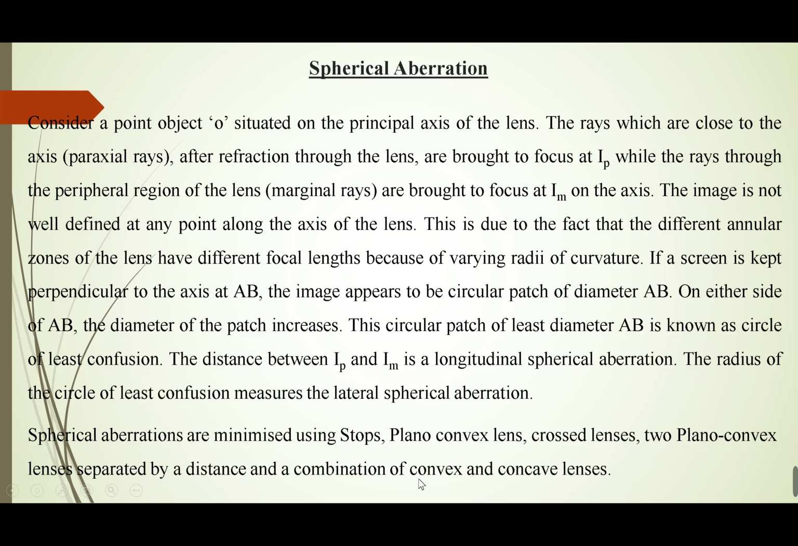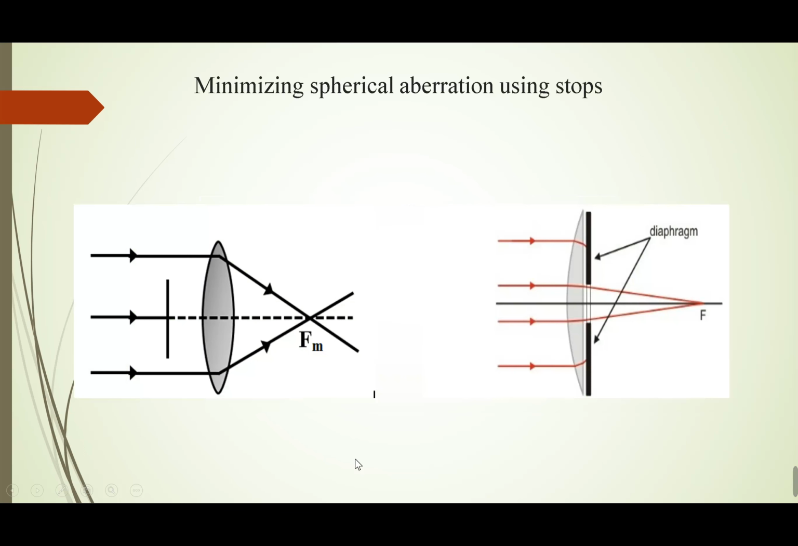We know that the effect produced by the convex lens is exactly opposite that of the concave lens here. Therefore, the combination of these two can be used to nullify the effect produced by the lenses here. Therefore, in order to minimize the spherical aberration, the combination of convex and concave lenses can also be used here. These are the few methods to minimize the spherical aberration. Now I'll just show you the diagram how the stops are used to minimize the spherical aberration.